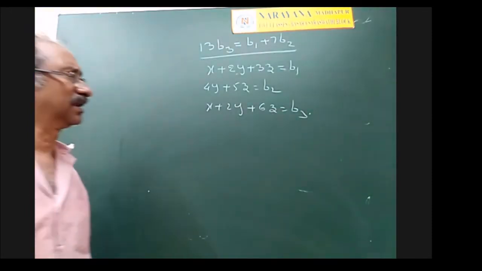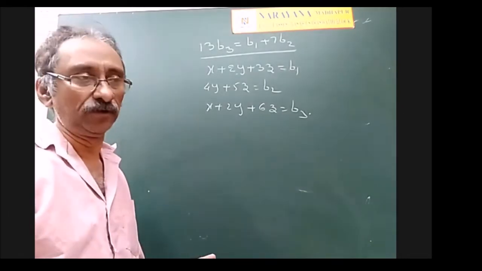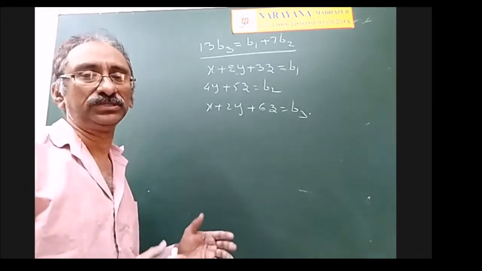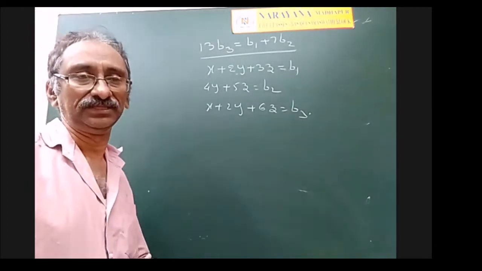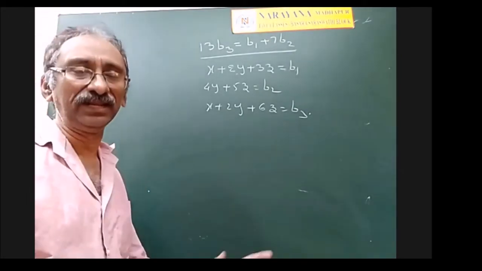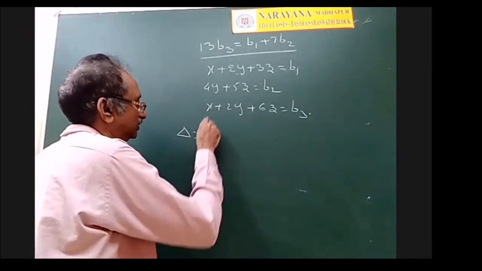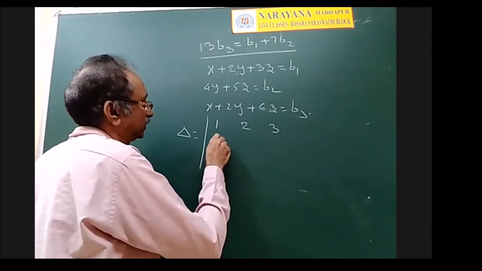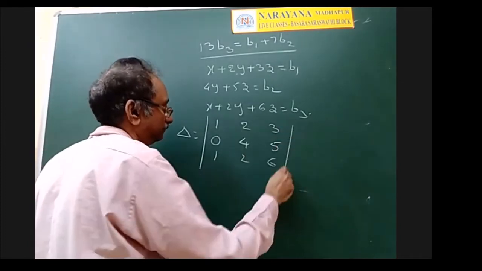Now, of course, I can write the augmented matrix, but before writing that, first confirm whether delta is 0 or non-zero. Suppose delta is not equal to 0, there is no need to do the problem. The system has a unique solution. That means the system definitely has at least one solution. So what about the determinant? The coefficient determinant is 1, 2, 3; 0, 4, 5; 1, 2, 6.